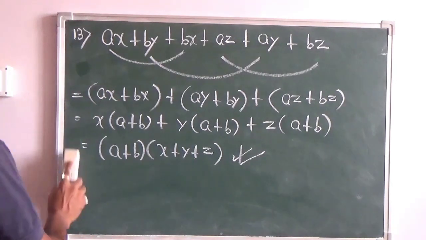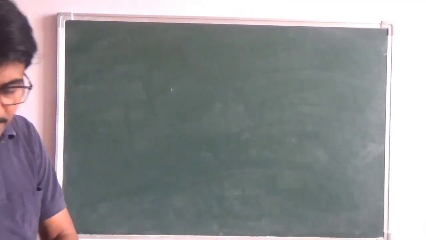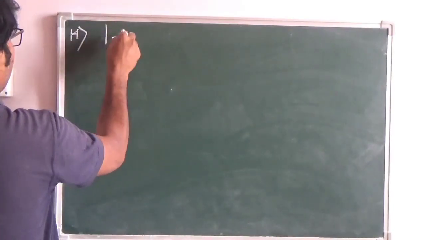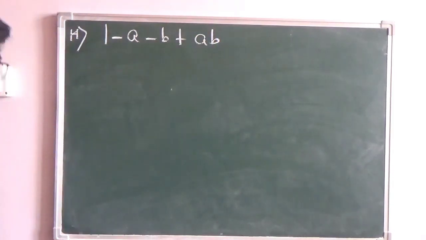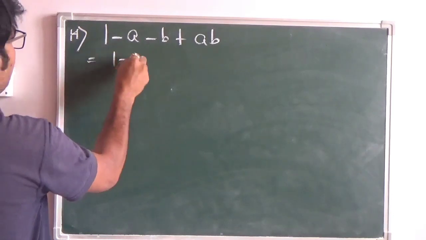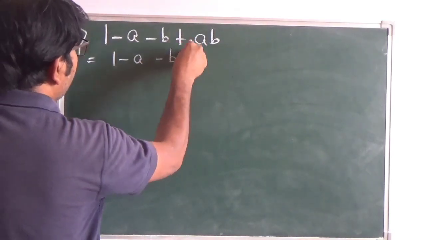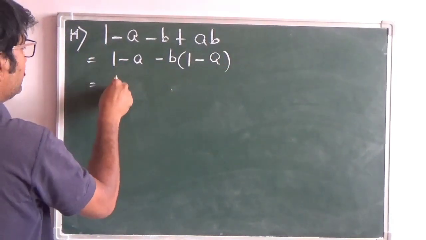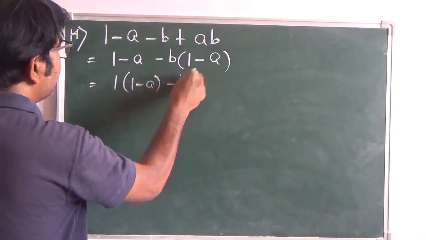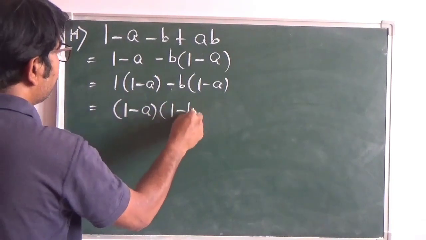Now move on to question number 14. The question is 1 minus a minus b plus ab. So from here we take 1 minus a, and from these two, if you take minus b common, we will be having 1 minus a. So you can write it as 1 into 1 minus a minus b into 1 minus a. So from these two you take 1 minus a common, we will be left with 1 minus b.